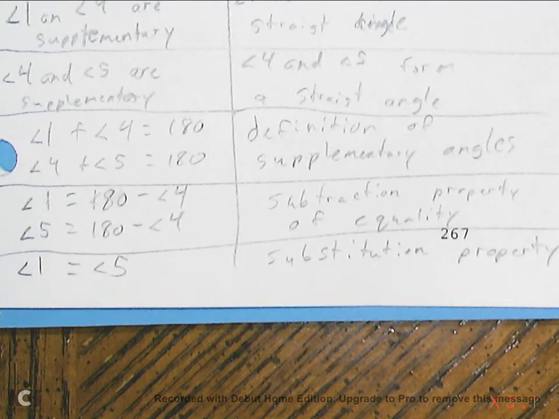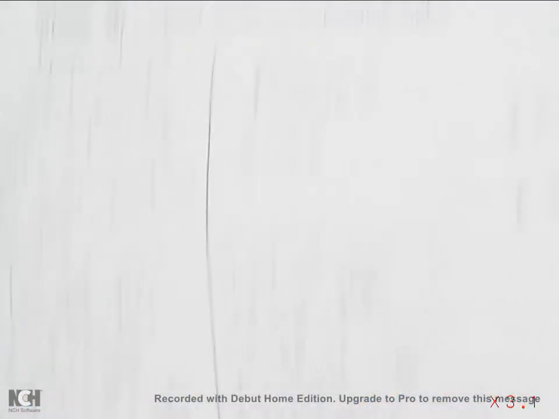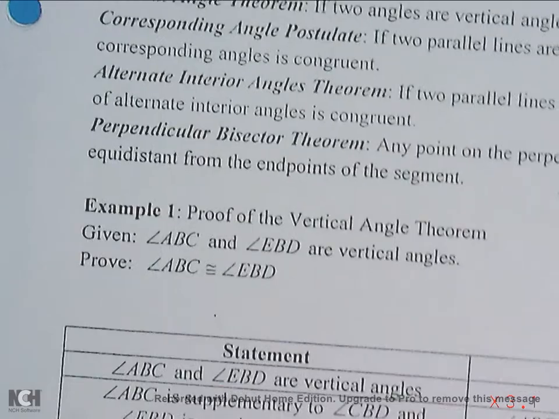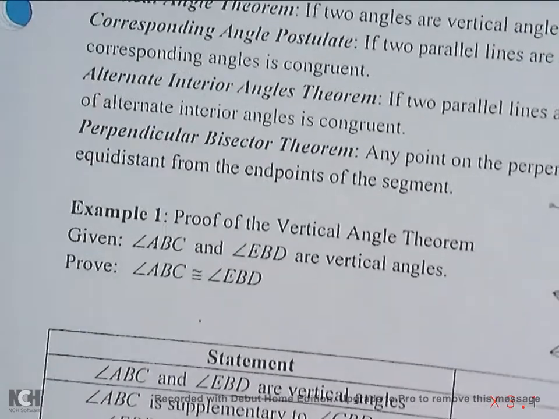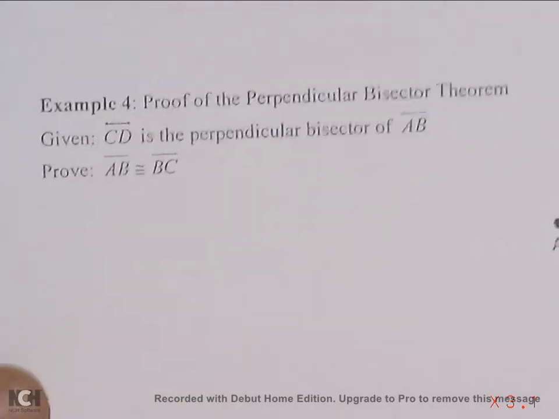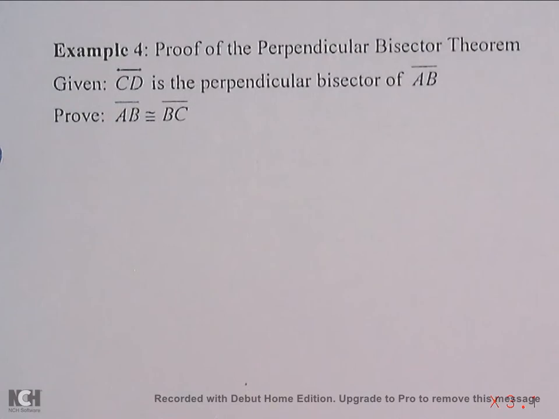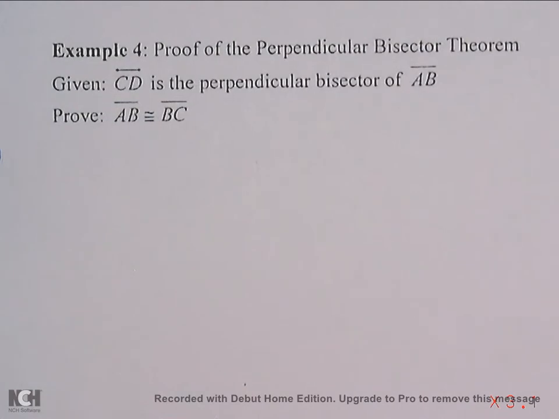Okay? Seems a little bit drawn out, but again, you'll have a list of theorems and stuff you'll need. You just basically are plugging them in where you think you could prove something. Okay, let's try another one. That one was a little bit more complex than I thought it would be. Let's try this one. Let's try the perpendicular bisector theorem.